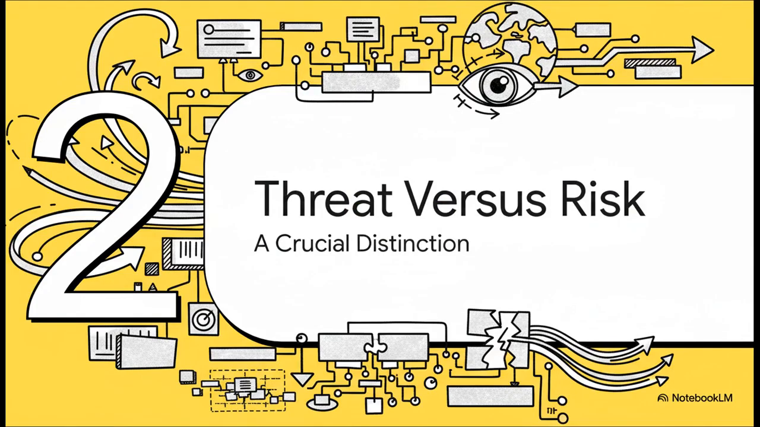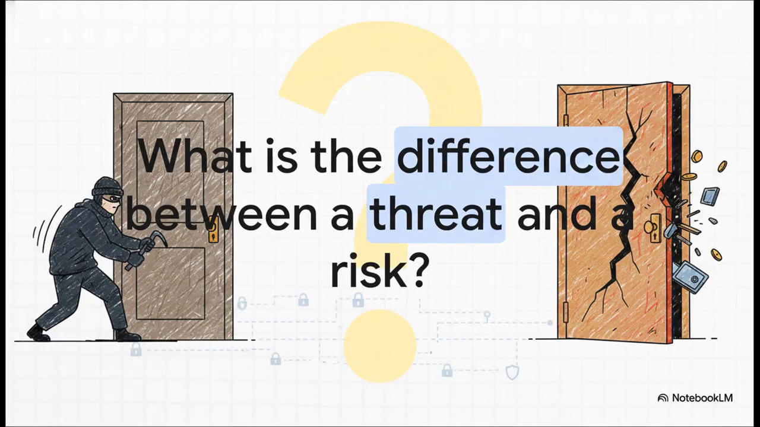Which brings us to Section 2, threat versus risk, a really crucial distinction. It sounds like a simple question, doesn't it? We toss these terms around interchangeably all the time in this industry, but in the context of this methodology, it's vital. Think of it like this. It's the difference between a burglar aggressively rattling your front door handle versus you actually having a broken lock on that door. The burglar trying the handle, that's the threat. The broken lock and the likelihood that they'll get inside and steal your servers, well, that is the risk.